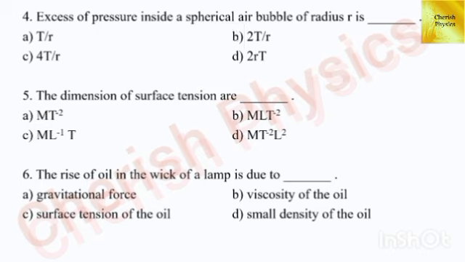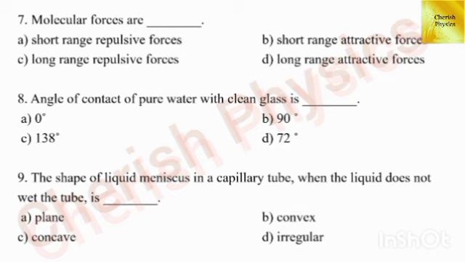The dimension of surface tension is dash. The answer is MT to the power minus 2. The rise of oil in the wick of a lamp is due to dash. The answer is surface tension of the oil. Seventh question. Molecular forces are. The answer is short range attractive forces.